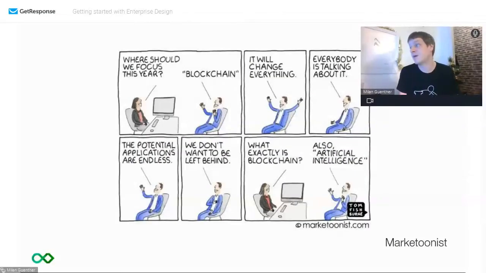It might also be because the enterprise might be distracted because of these people. They come in and the executives ask, okay, what should we do this year? And they say blockchain. It will change everything. It has endless applications. You can't afford to not look into that. What exactly is blockchain? Also AI. So before they can actually get their head around anything, the next trend comes along, and especially in IT and digital, what we often see is enterprises hunting trends rather than going for any kind of meaningful change.